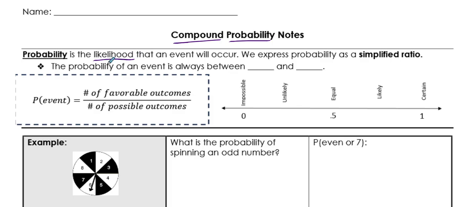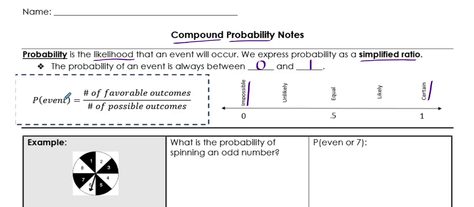Probability, in general, is just the likelihood that an event will occur. We're always going to write that as a simplified ratio, which really just means a simplified fraction. Probability of an event is always in between 0 and 1. 0 means it's impossible. 1 means that it is certain that it will happen.